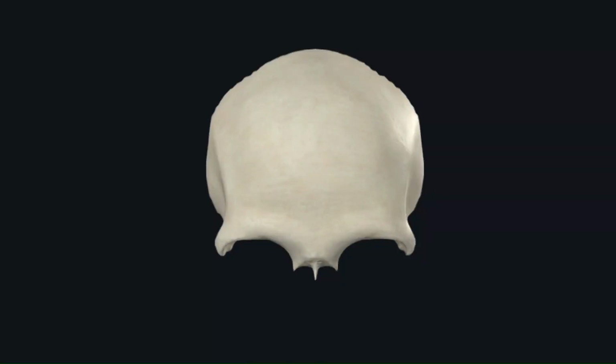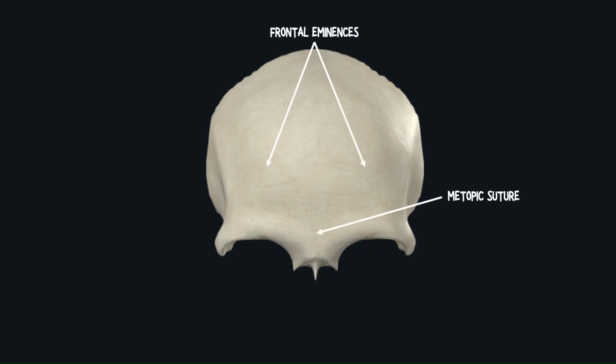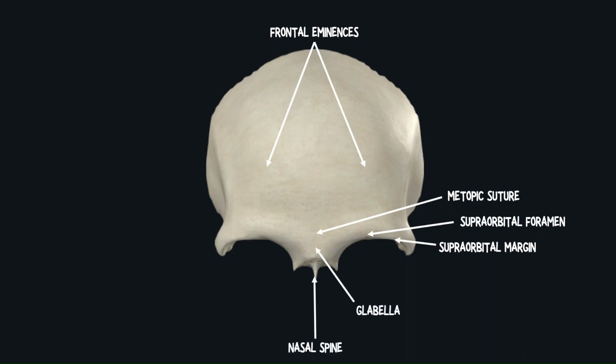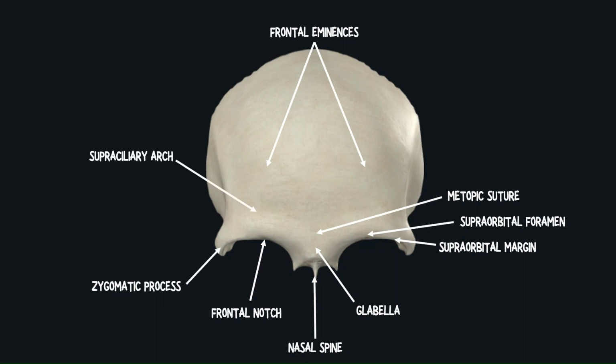Summarizing, from this anterior perspective, we can see the 2 frontal eminences, the metopic suture, the supraorbital foramen, point of passage of the supraorbital nerve, the supraorbital margin, the glabella, the nasal spine of the frontal bone, the zygomatic process of the frontal bone, and the supraciliary arch.